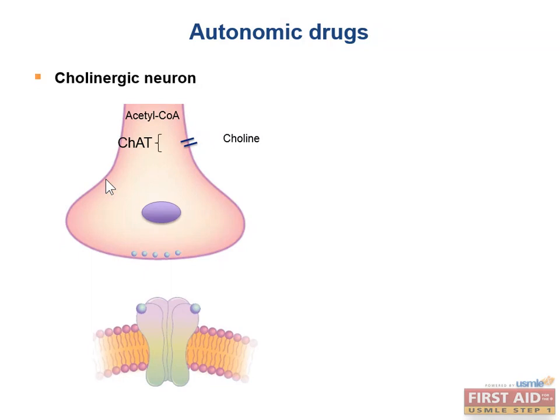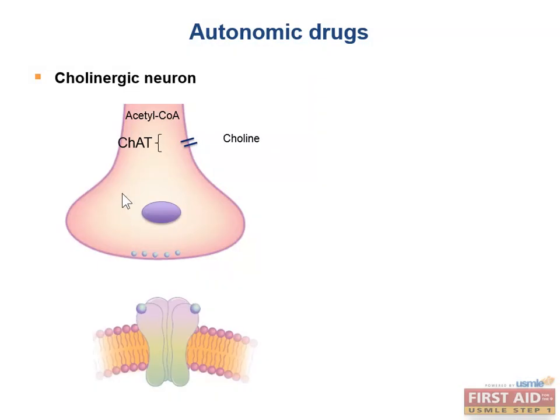So all of these multiple steps are going to occur at the end of the neuron or the nerve terminal, seen here. There are also going to be various drugs that we'll throw into the picture, and these drugs can interfere with the various steps. So let's start off by looking at the cholinergic nerve terminal.